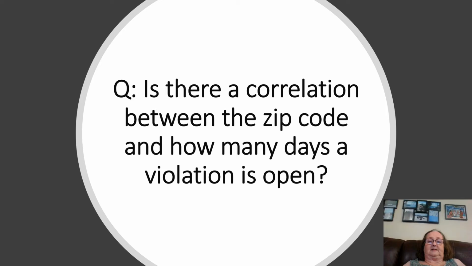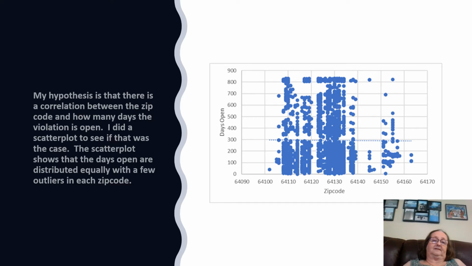The first question is, is there a correlation between the zip code and how many days the violation is open? My hypothesis is that there is a correlation between the zip code and how many days the violation is open. I did a scatter plot to see if this was the case. The scatter plot shows that the days open are distributed equally with a few outliers in each zip code.